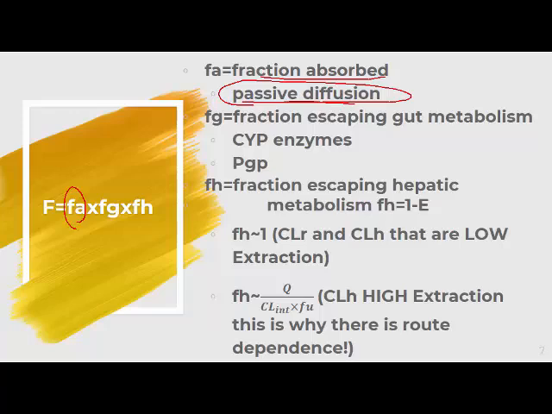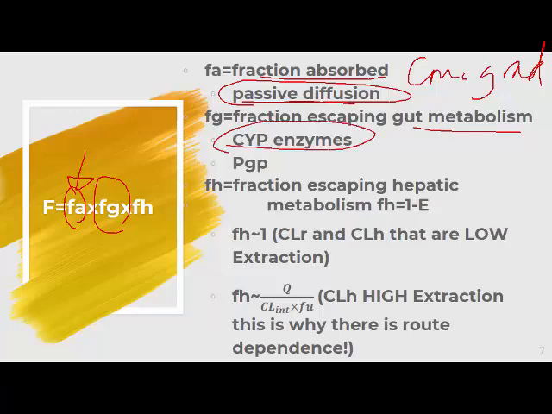It is not Michaelis-Menten because you can't overwhelm it. It's just passive diffusion, so it's all about that concentration gradient and the drug being in a form to pass through that membrane. We have the fraction that gets absorbed. We have the fraction that makes it through the gut metabolism. When we say gut metabolism, we know that there are enzymes waiting in that gut to metabolize our drug, usually CYP3A4, and there's a lot of CYP3A4 in the gut, and P-glycoprotein. P-glycoprotein, you know, is the bouncer of the body.